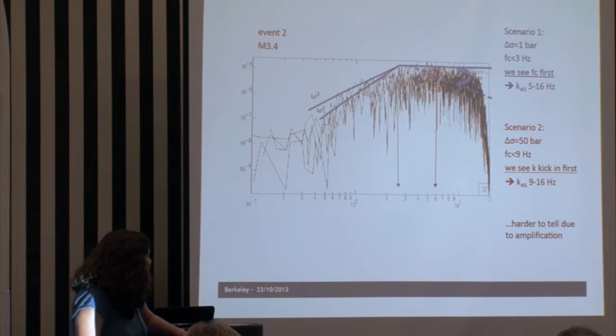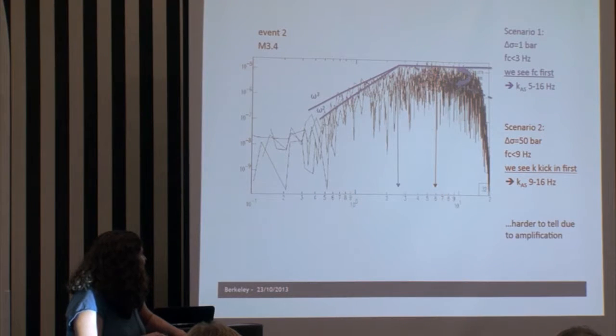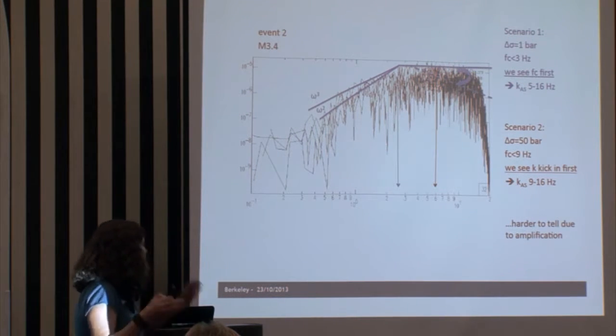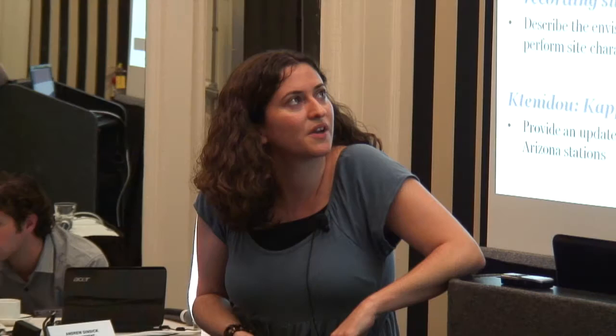That means that above it we can measure kappa, and any sort of deviation from this line would be kappa, in the acceleration spectrum. Scenario 2, which is the typical Arizona value of around 50 bars, says that the corner frequency would be quite higher. So for us, that just means that we're going to use the same kappa method, but we'll have to push to the higher frequencies and then not be left with too much of a bandwidth until our instrument fails us. It's hard to tell due to the amplification, but this is what I tried to do.